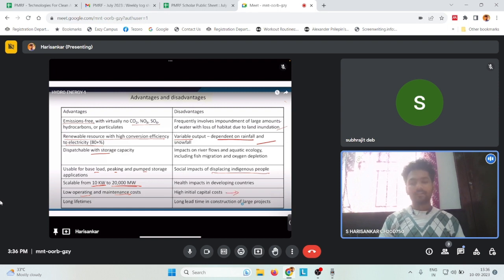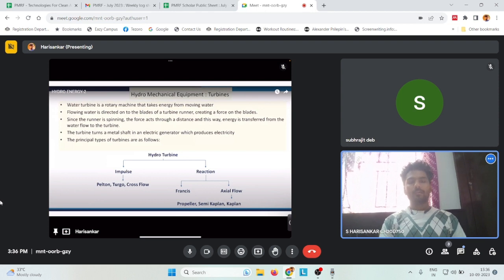High initial cost. So constructing a dam is not a child's play. It is very time consuming. Long lead in time in construction of large projects. So it is very time consuming, as well as it costs a lot of money to be built in the first place. So these are some of the disadvantages of hydropower.